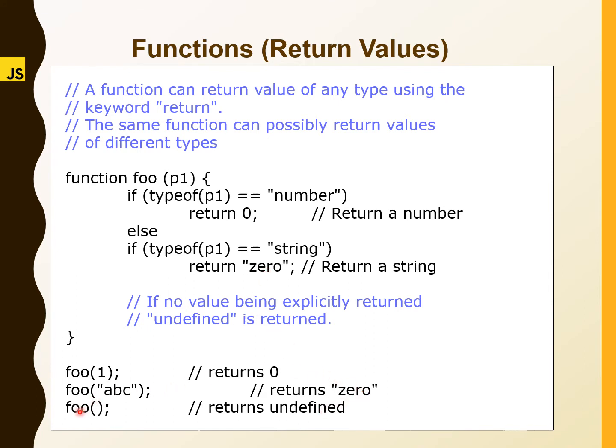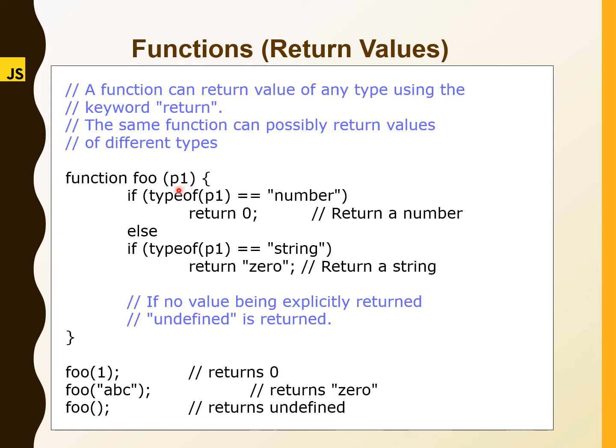The next call is foo(), simply calling the foo function. Here no parameter is mentioned, so nothing will be copied to p1. In this particular case, p1 is a variable which is not initialized. If a variable is not initialized in JavaScript, then the data type of that variable is undefined.